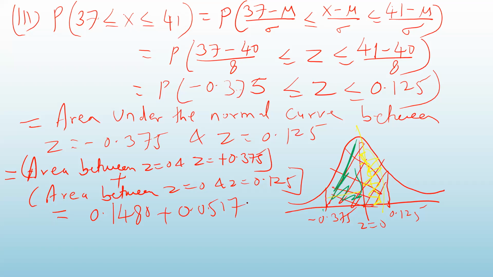I'm looking in the table and writing here, but in the exam you will be given the area. Now you add that. So what is the answer? 0.1480 plus 0.0517 gives you 0.1997. So the answer for the probability that x is between 37 and 41 is 0.1997. Correct. Just check the answer from the book. It is correct.